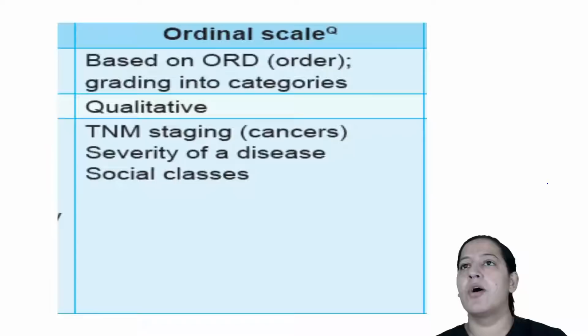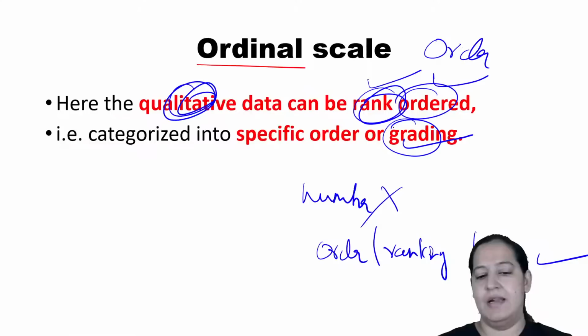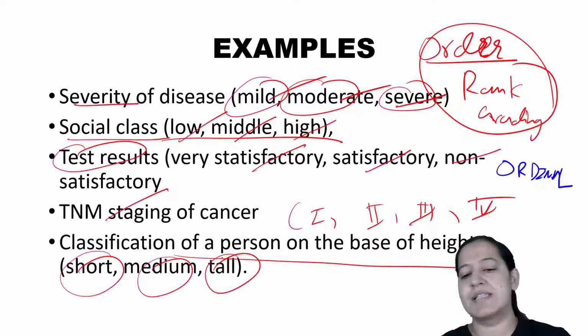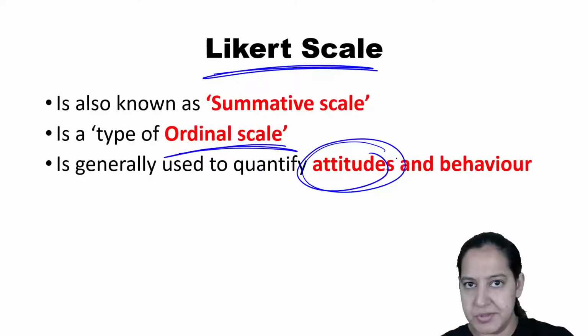That is ordinal. So these are the examples. There is a special type of ordinal scale. The name is Likert. Likert is a special type of ordinal scale. Can you see Likert? Likert scale. It is a type of ordinal scale where we give the attitudes in a particular order.